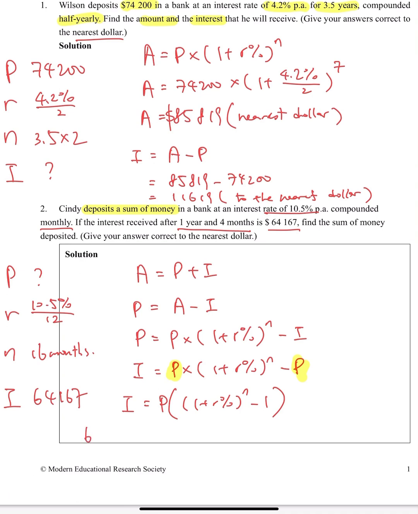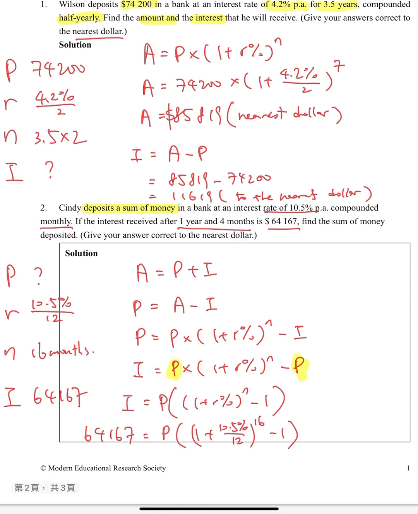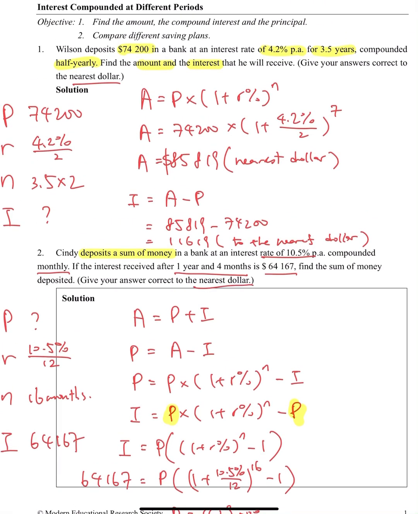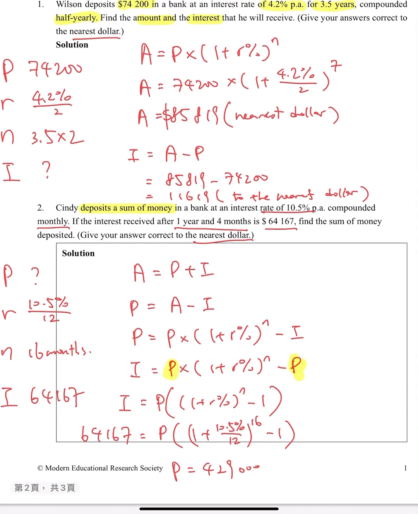Okay, so now we can substitute the whole thing. We have I is equal to 64167, is equal to P as the unknown, times (1 plus r%, which is 10.5% divided by 12, the whole thing to the power of 16, minus 1). So if you're using a calculator, you can calculate this whole part, and then divide by 64167, so that you can get P is equal to 429,000.